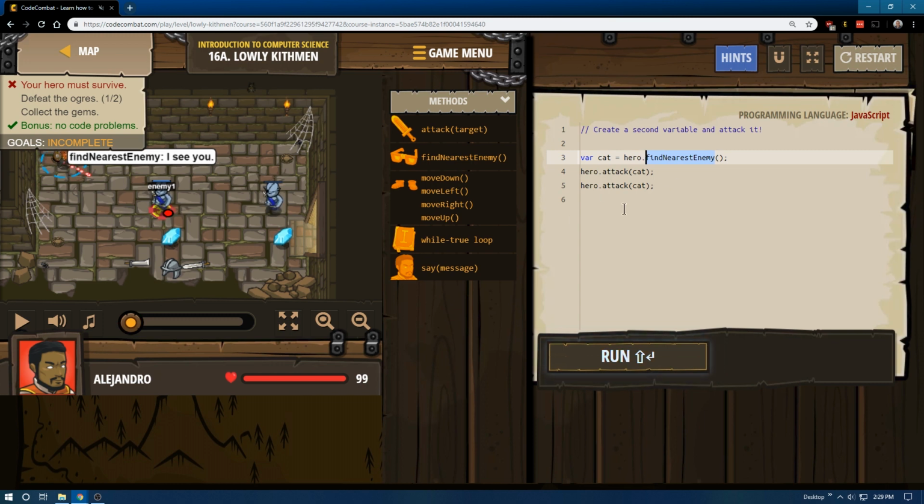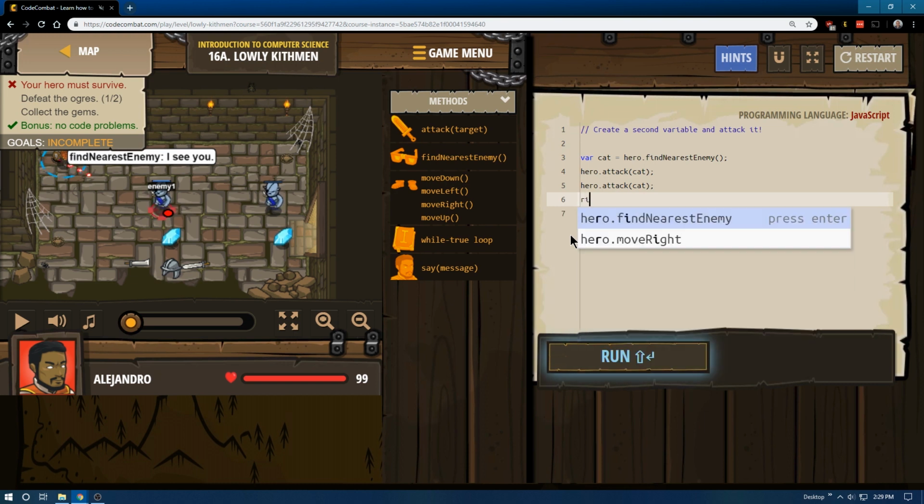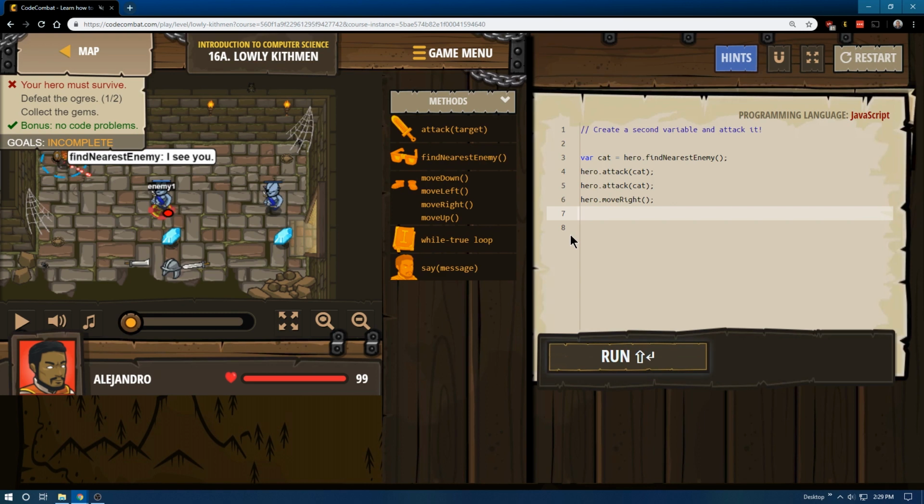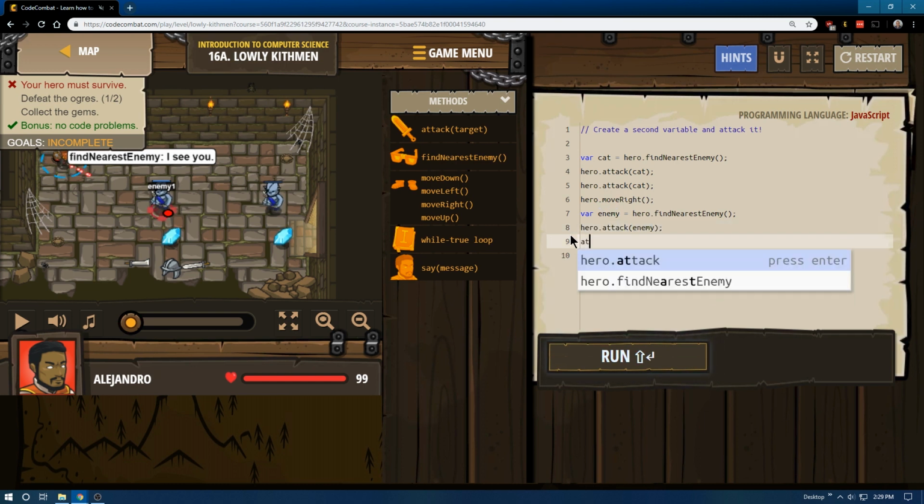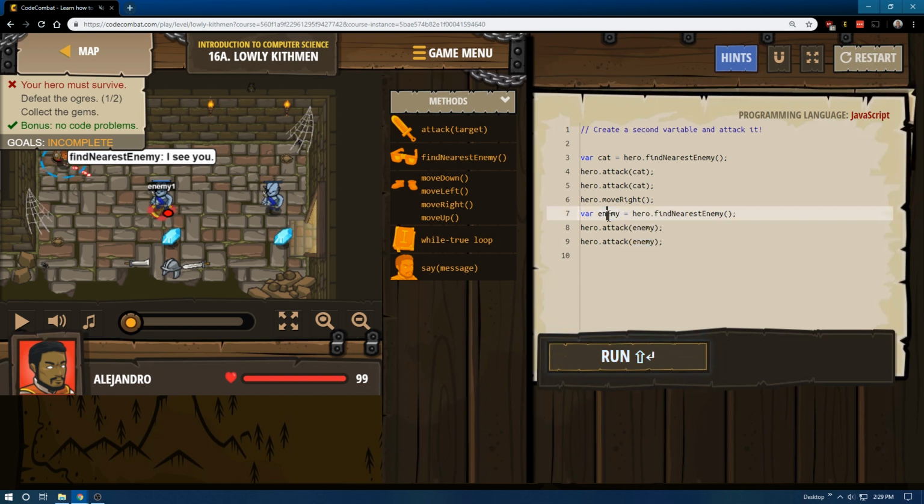Let's go ahead and move right, and then let's find whoever's closest and attack them twice. They take two hits. I just named them enemy, but I want to point out again, I'm going to name him dude. You can have this be whatever you would like. Dude is now going to be whoever's closest to our hero.